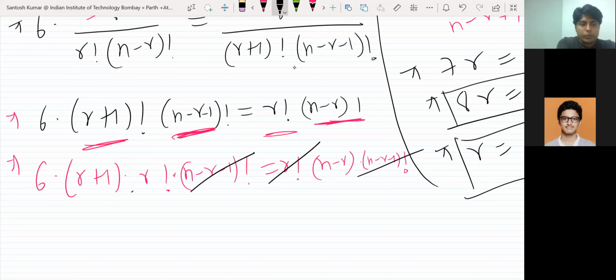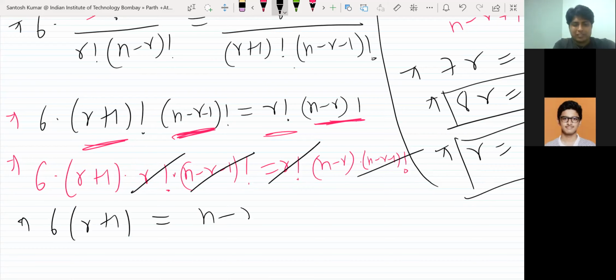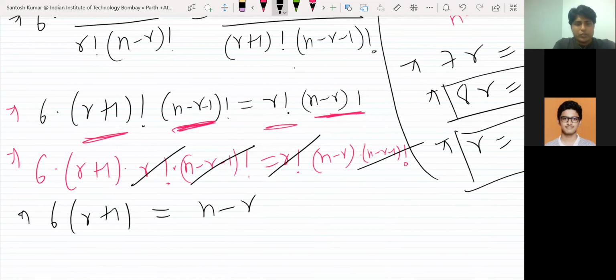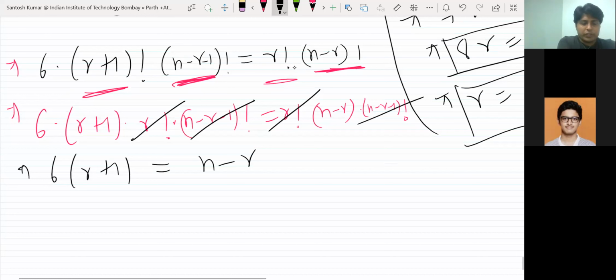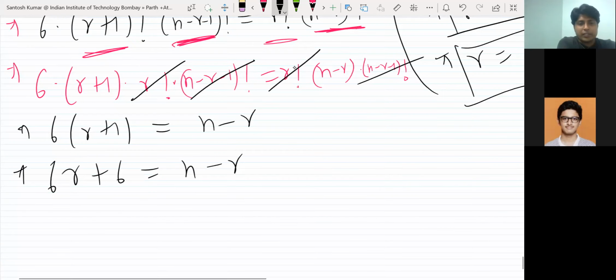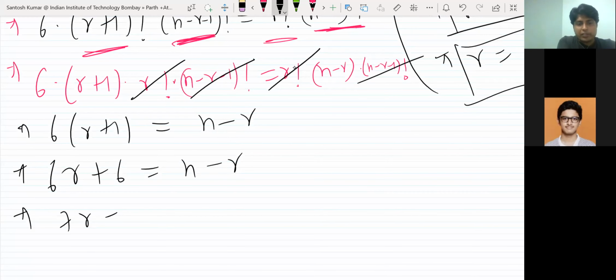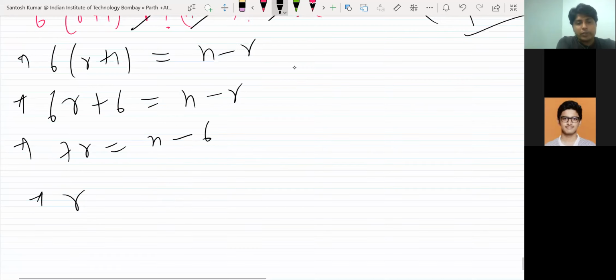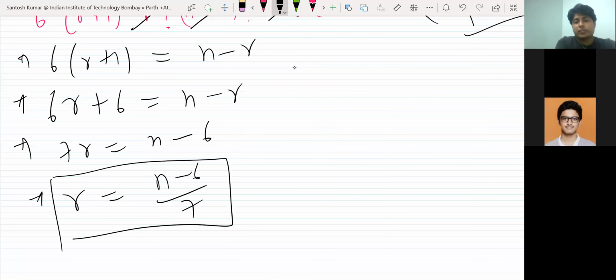Now this term cancels with this and this term cancels with this. So you have now 6 times r plus 1 is equal to n minus r. Fine. So open this, 6r plus 6 is equal to n minus r. So bring that r to the left side. So 6r plus r, 7r is n minus 6. So bring the 6 from the left side to the right side. So r we have n minus 6 upon 7. Okay. So this is equation number, let's say 4.